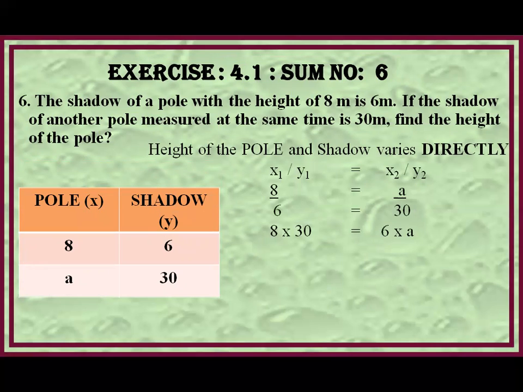So you get 8 by 6 is equal to A by 30. So A is equal to 40. So the height of the pole is 40 meters.